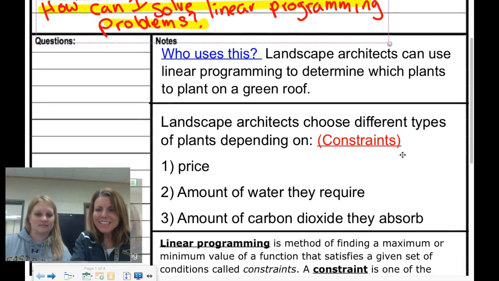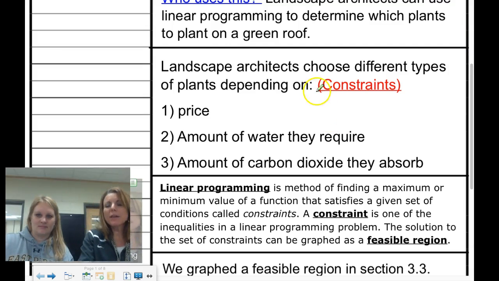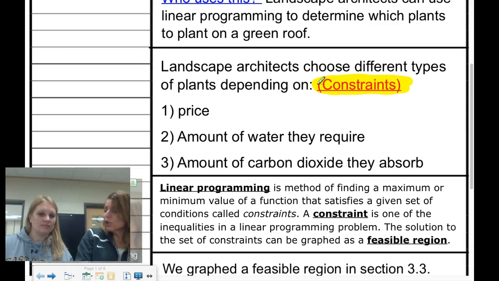So this is a key term, constraints. I'm going to use a real life example. Landscape architects choose different types of plants depending on different constraints. So they're going to look at how much the plants cost, the price, the amount of water that the plant requires, and the amount of carbon dioxide that they absorb. Those are different constraints that an architect takes into account when determining what plants to buy.